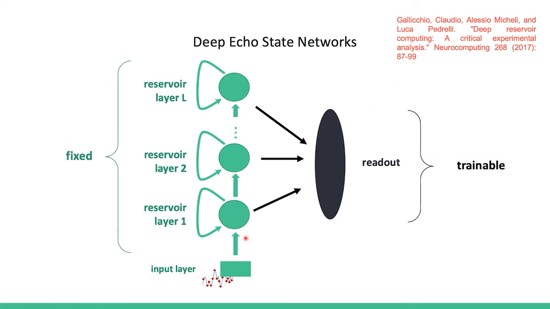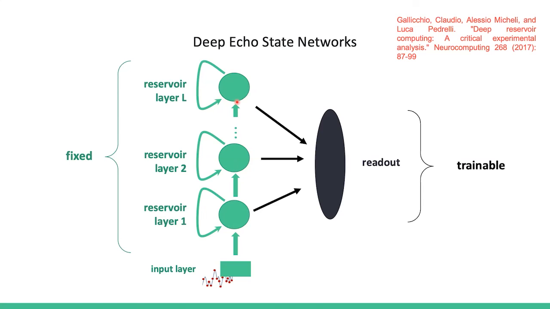Okay, so the crucial difference is that now the input drives the dynamics of the first reservoir, and then the dynamics of the first reservoir drive the dynamics of the second reservoir, and so on until the last layer of the architecture. Okay, so the point is that the different layers in the reservoir architecture develop qualitatively different dynamics, even without learning.